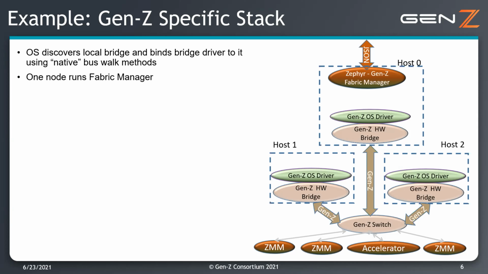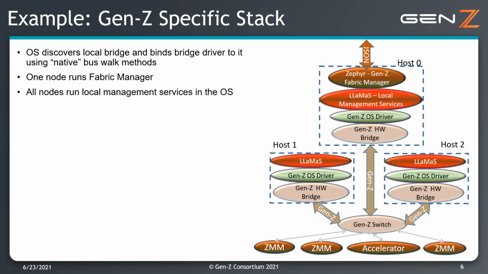One of these nodes is designated as the fabric manager, and it runs a fabric manager process called Zephyr that runs in user space, not in the kernel, which is different than the way PCI discovery works. As an example, here we've moved it into user space because it is fairly involved and there's lots of policy decisions that you wouldn't want to embed in the kernel.